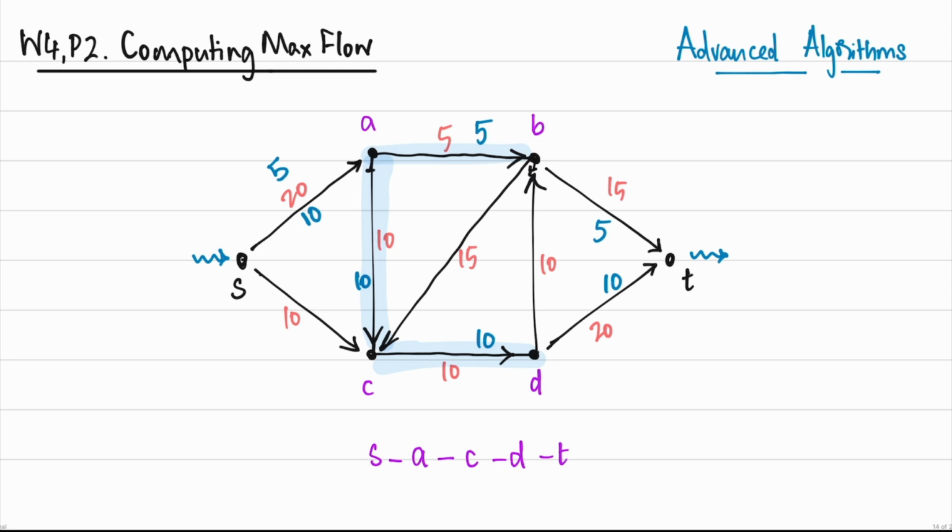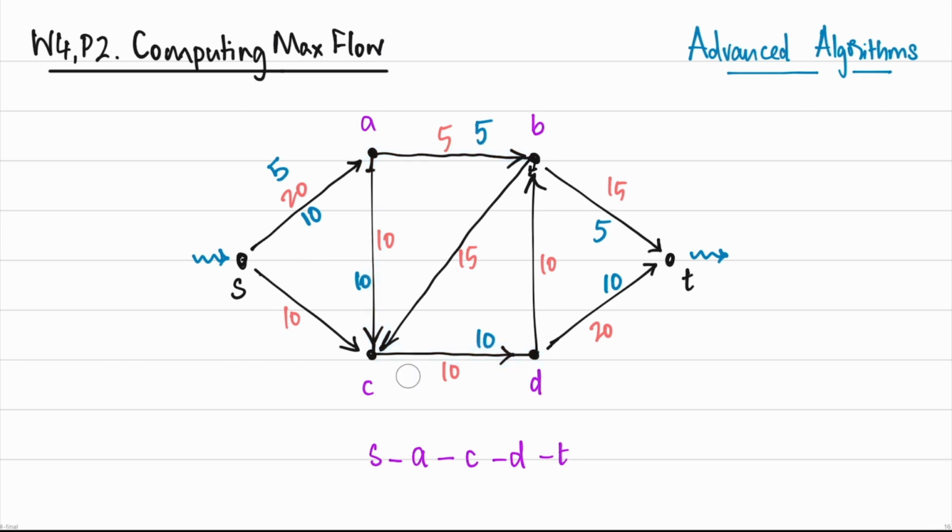And notice that this value is also the capacity of a certain ST cut. And what cut is that? So remember, a cut is simply a partition of the vertex set into an S part and a T part, and I'm going to try and highlight those parts here. So what about we pick S, A and C for the first part, and the rest become the T part.